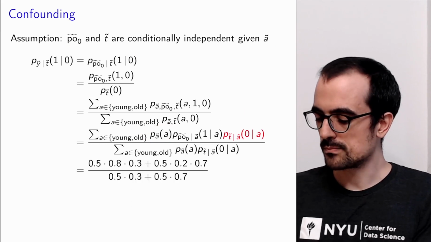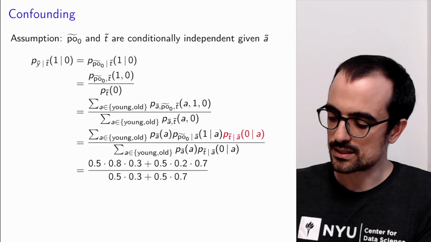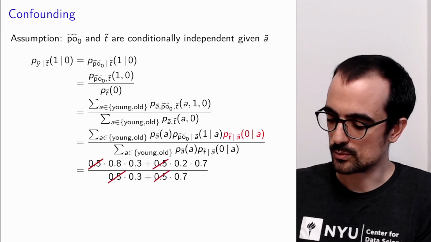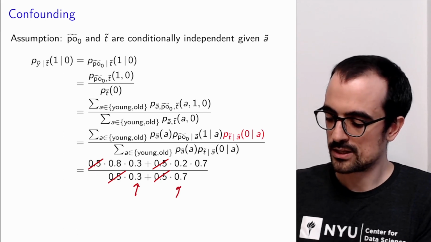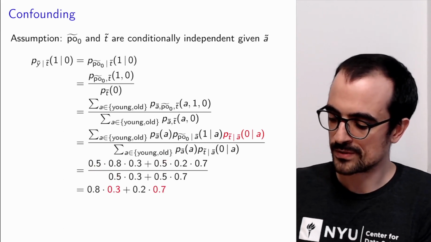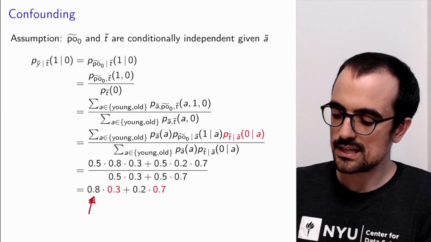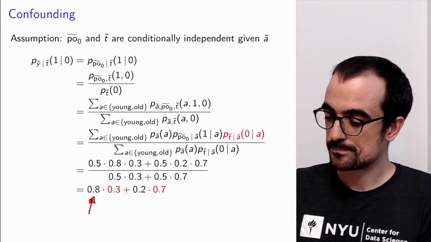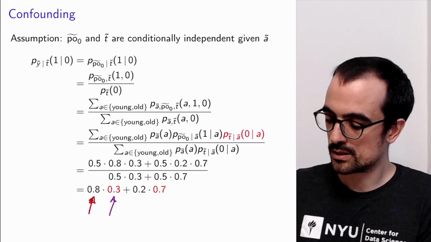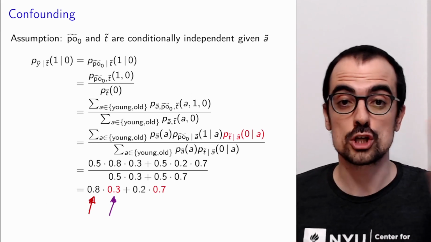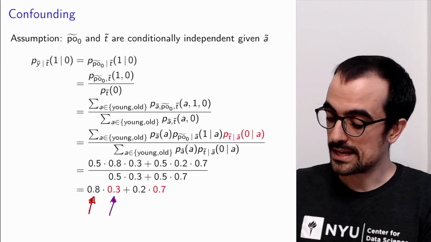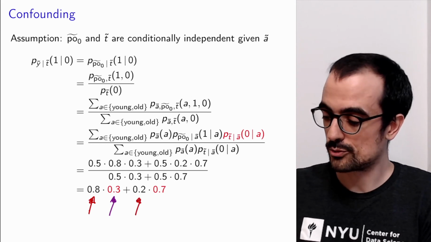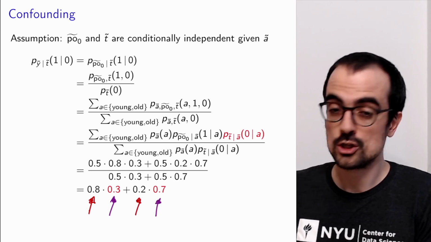We get an expression where we can actually cancel out the 0.5s, because they appear up and down, and we see that this and this add up to 1. So we just obtain this expression where we have basically the rate at which young people recover if they're not treated, multiplied by how many of those patients do not receive treatment. And then we also have the rate at which the old people recover if they don't get treatment, multiplied by how many of them do not get treatment.